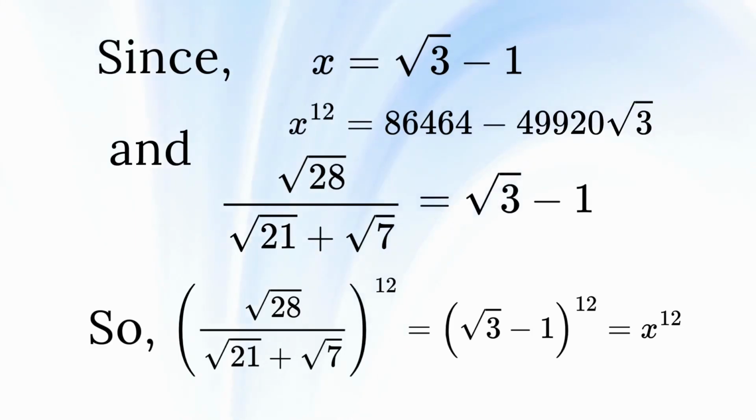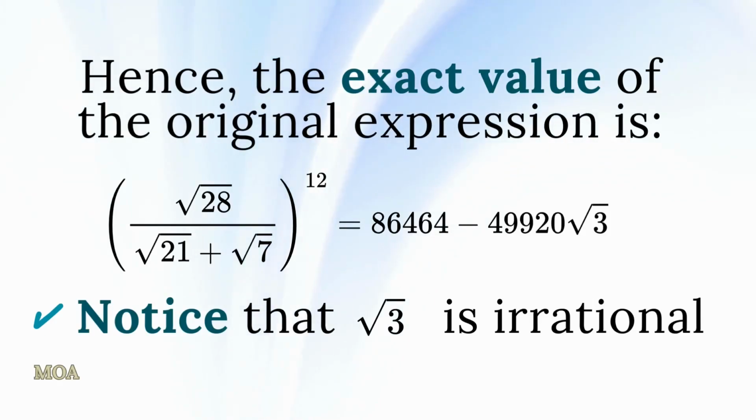So, the value of the square root of 3 minus 1 raised to the power of 12 equals 86,464 minus 49,920 times the square root of 3. Hence, the exact value of the original expression, the square root of 28 divided by the sum of the square root of 21 plus the square root of 7, all raised to the power of 12, is also 86,464 minus 49,920 times the square root of 3. Notice that the square root of 3 is irrational.